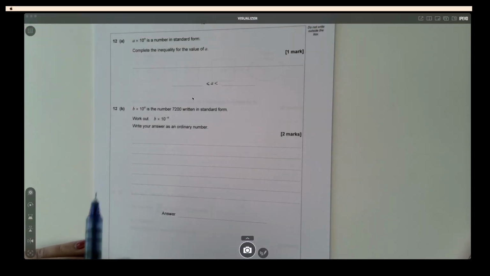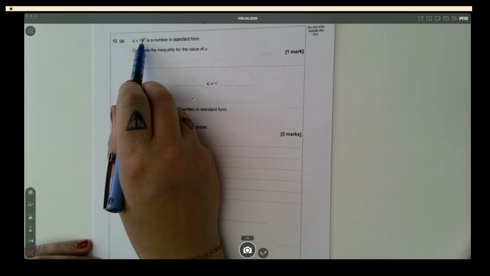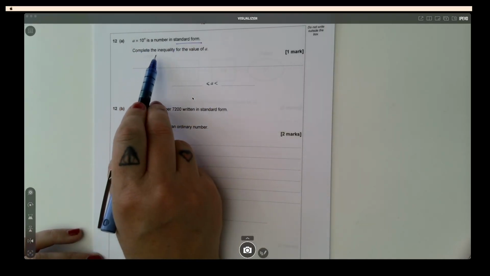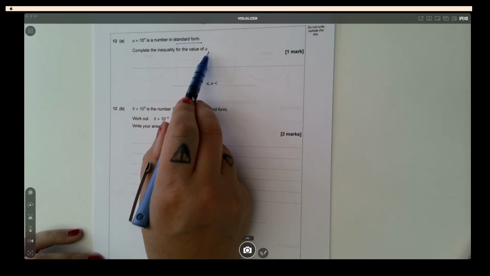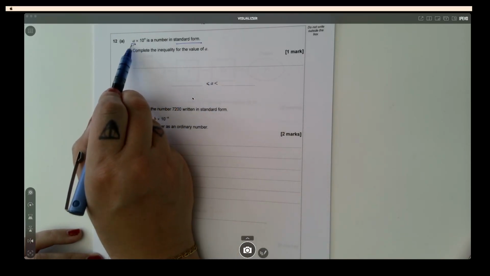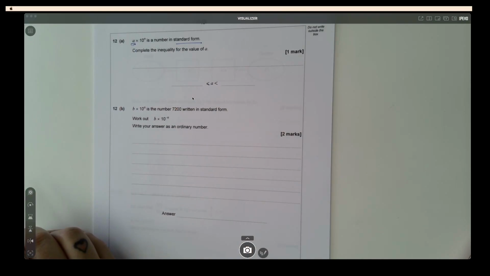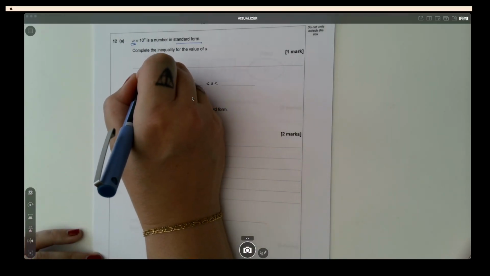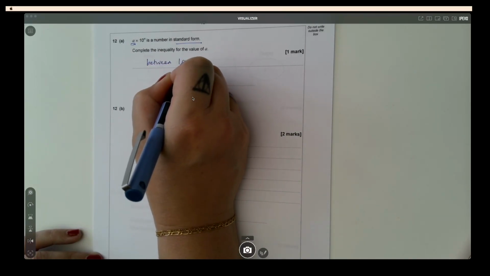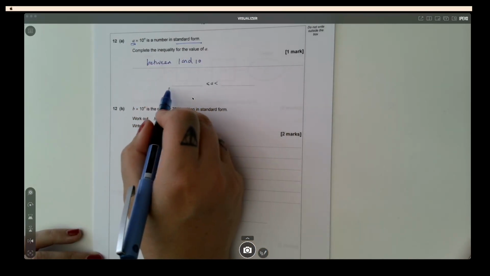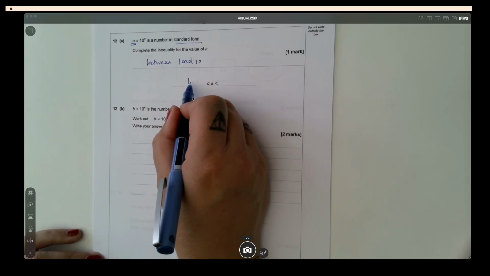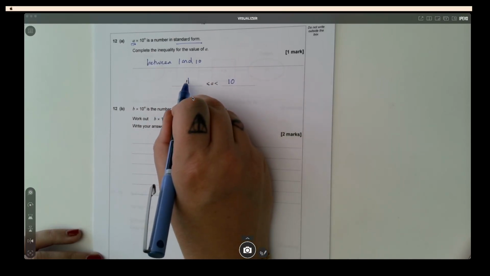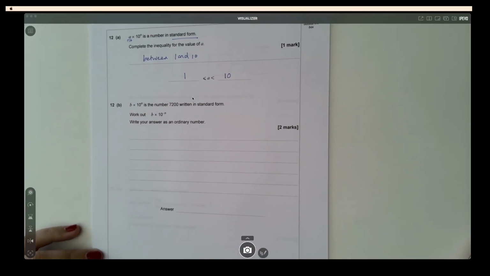Question 12a. A multiplied by 10 to the power of n is a number in standard form. Complete the inequality for the value of A. So that's the value of this number here. So what we need to remember is that the first part of a number in standard form has to be between 1 and 10. So it can include the number 1, but it can't include the number 10. It's got to be between 1 and 10.